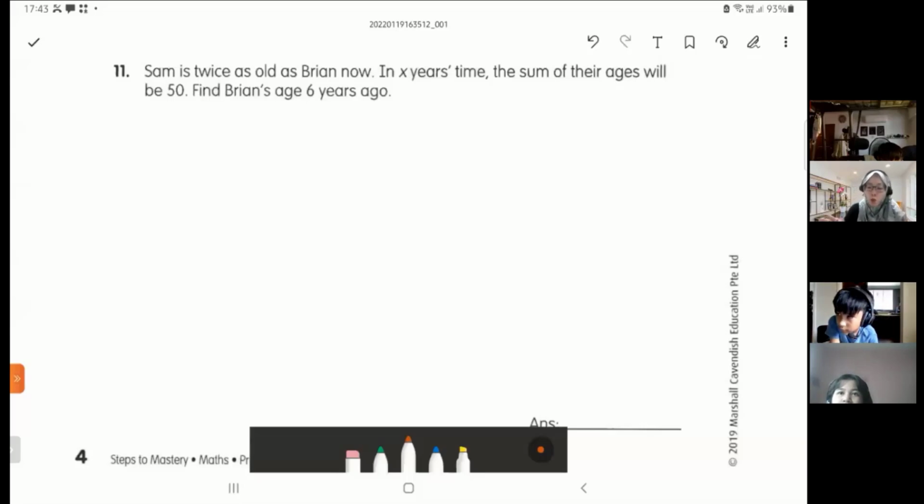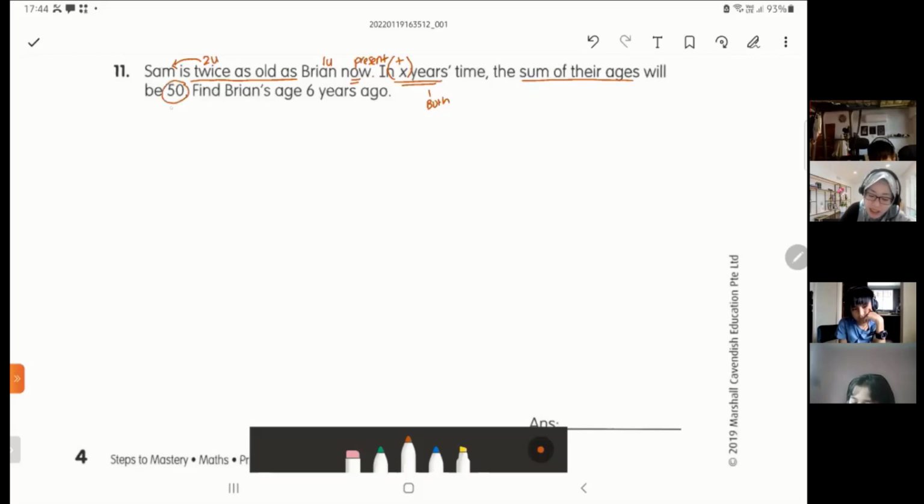So Sam is twice as old as Brian now. If you understood what twice means, 2 units. Who is 2 units? Sam. As old as Brian, so Brian is 1 unit. This is now. Now means the present age. In X years' time means I'm going to plus X for both, which means Sam plus X, Brian also plus X. The sum of their ages will be this. So this is the total age.